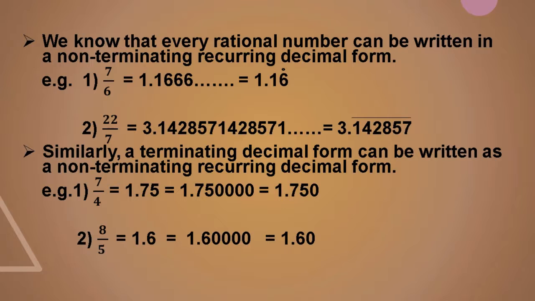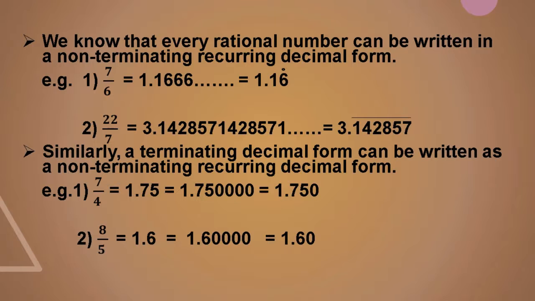142857. Again it will come 142857. So this can be written as, since 142857 is recurring and it will be a non-terminating number, it can be written as 3.142857 with a bar on it.